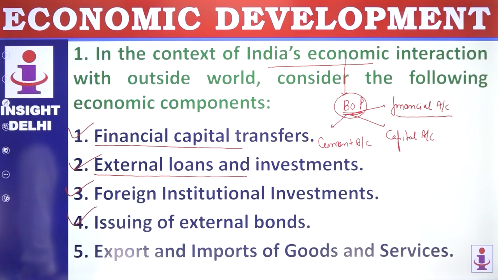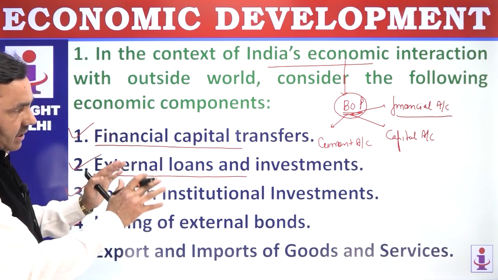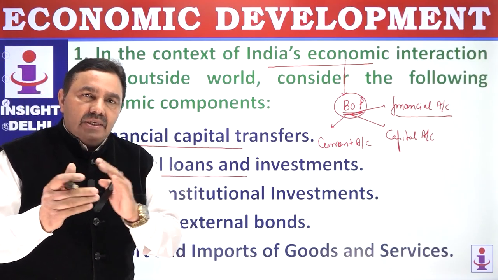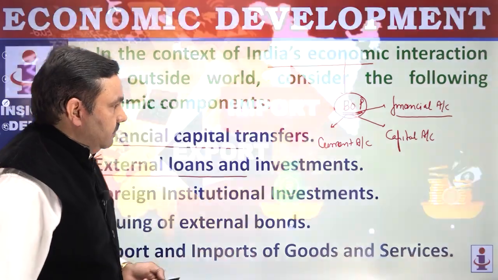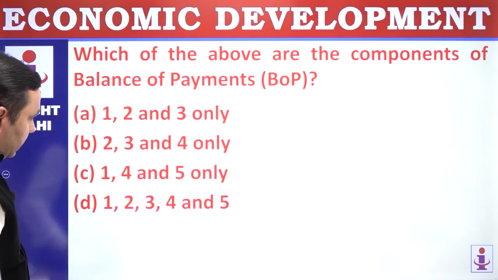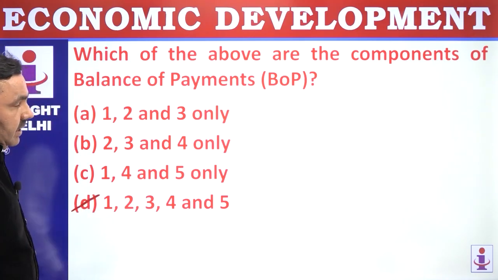Export and import of goods and services, this is part of your current account. All of these heads are calculated in balance of payment, because all of these are moving across the borders of a country. So in this question, your answer will be all of the above. All of these, 1, 2, 3, 4, 5, that is D. So this is the answer to question number 1.